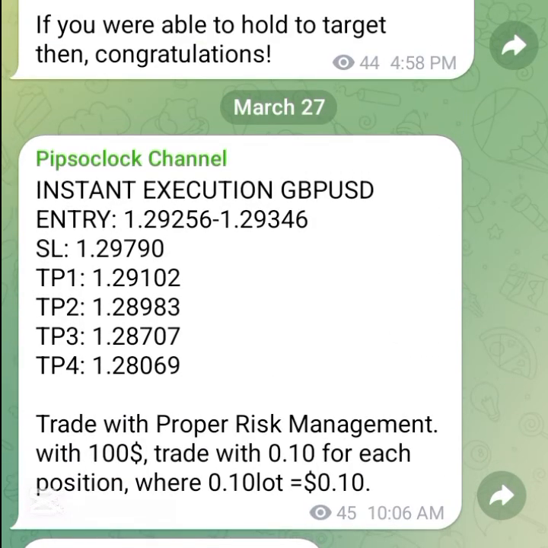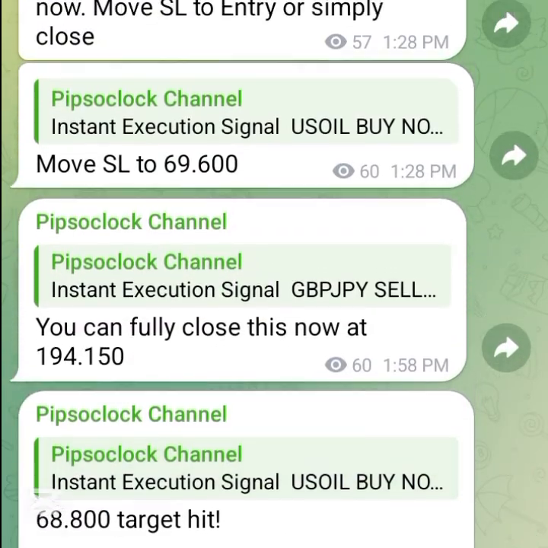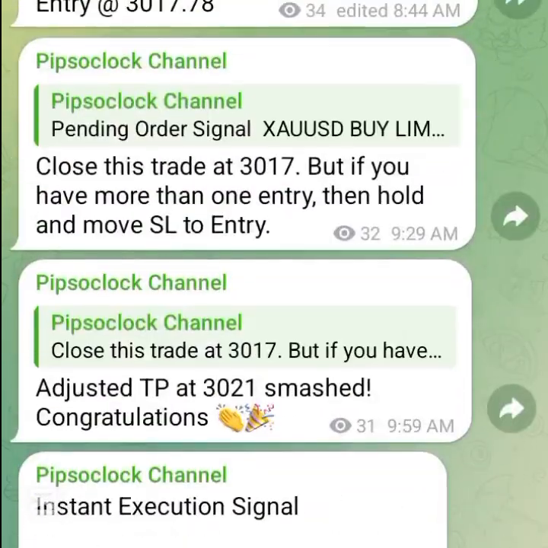For example, look at here, you see instant execution order. You see that it said entry 1.29256 to 1.29346. All right, then SL, then TP1, TP2, TP3, TP4. You're going to be learning how to use each of these. I will explain them to you. Okay, let's go over again and see another one.